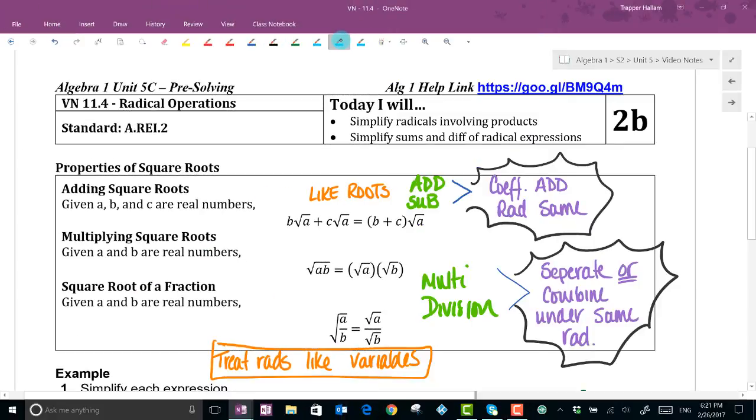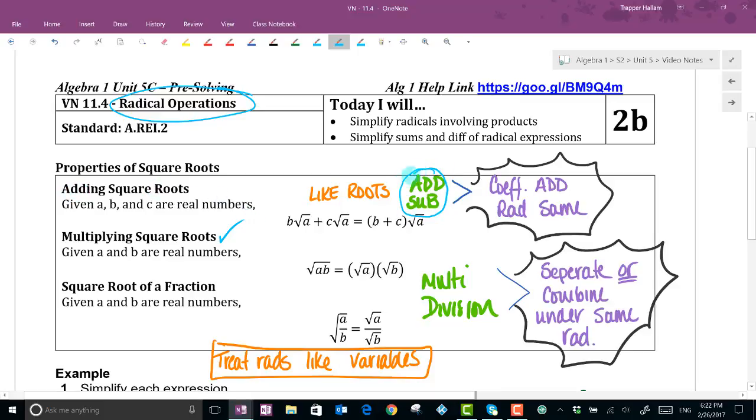Okay, hi and welcome to video notes 11.4 where we're going to talk about radical operations. Now we already did a little bit with radical operations. Really, we kind of talked about multiplying square roots in my last video. We'll review that again, but really what we're going to try to add in here is addition and subtraction.